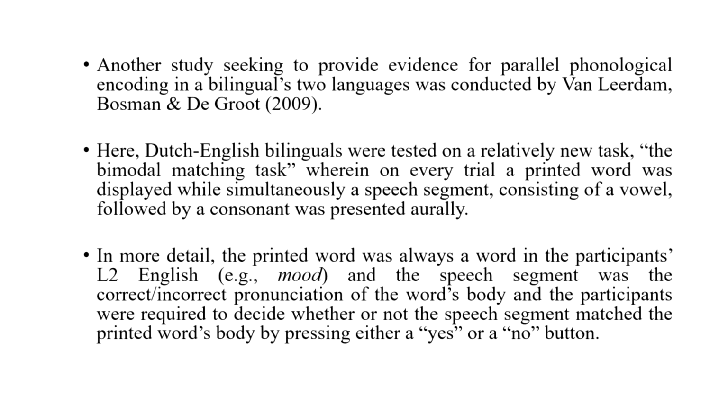Now, another study that sought to provide evidence for parallel phonological encoding in a bilingual's two languages was conducted by Van Leeuwen, Bosman and de Groot. In this study, Dutch English bilinguals were tested on a slightly new task. This task was referred to as a bimodal matching task, wherein on every trial a printed word was displayed and simultaneously a speech segment consisting of a vowel followed by a consonant was presented orally. In more detail, the printed word was always a word in the participant's L2 English, for example, the word mood, and the speech segment was the correct or incorrect pronunciation of the word's body, oo.